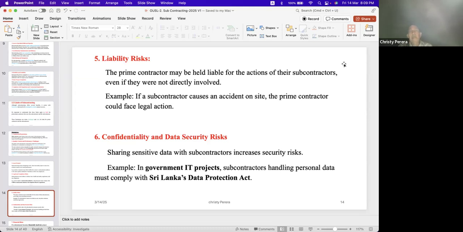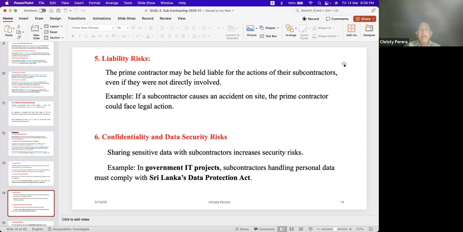If any worker in the subcontractor's area or site has something go wrong, the prime contractor could face legal action. They will put cases, sometimes, against the prime contractor, if they have not pre-prepared a correct agreement with the subcontractor.